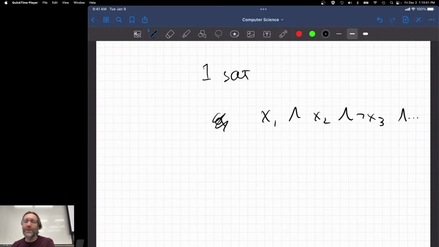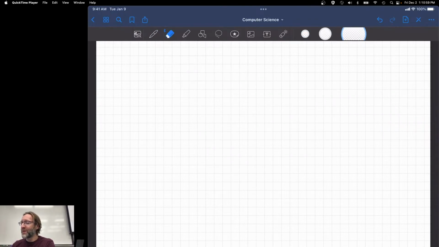All you need to do to see if it's satisfiable is what? Make sure that no variable and its negation is there, right? So you can have x1, x2, a negation of a variable, but you could never have x3 in this ever, right?